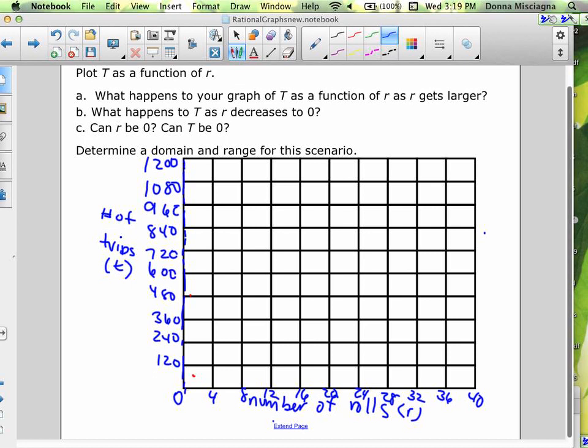So when someone first asked, couldn't they be 0? Well, technically, but not in the context of this problem. So we will say no, not in the context of the problem. It's just not logical.